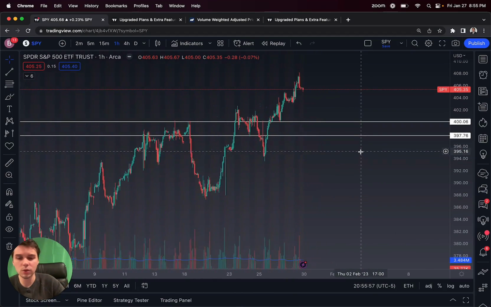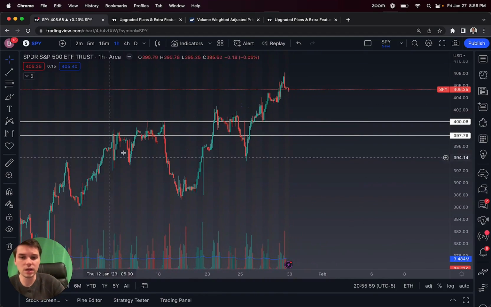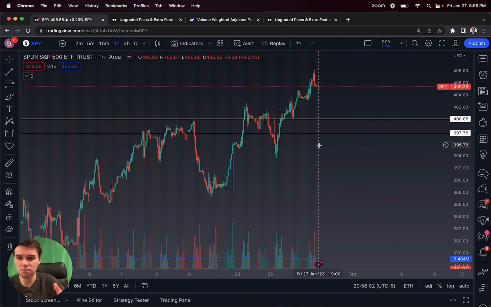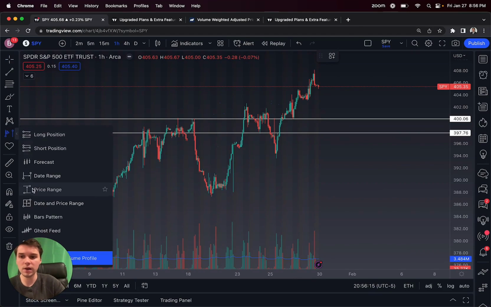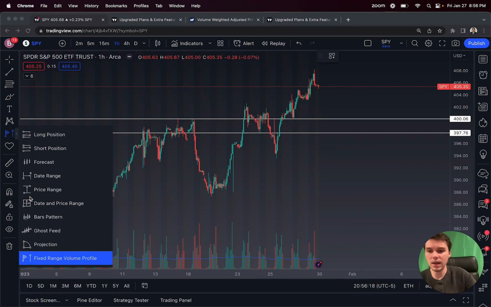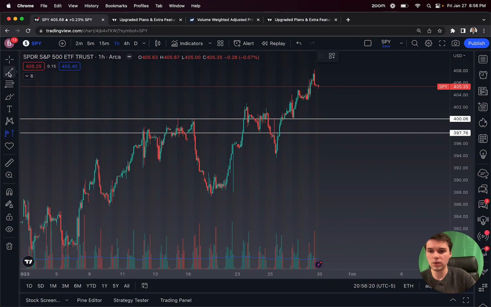So what I will do is look for a clear, identifiable trend with enough data. If I'm on the hourly time frame, I'll go back maybe 3 or 4 weeks. If I'm on the 4-hour time frame, I'll go back around 100 to 120 days. And then I'll draw a range using the fixed range volume profile. So let me move my face to the right here. And I will click on this little thing. It's 1, 2, 3, 4, 5, 6, 7 down.